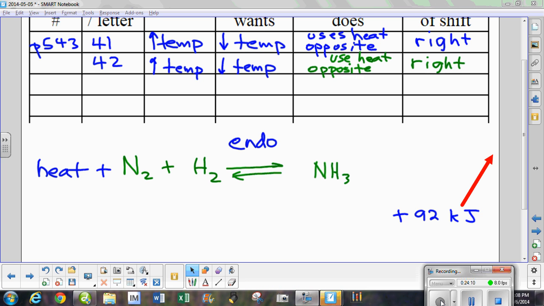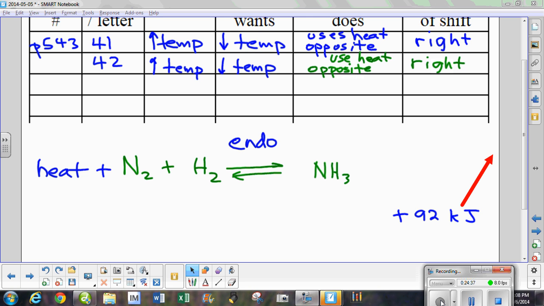Now, this is very interesting, folks. Do you want to do this in Alaska? You want to make money now. Do you want to have your manufacturing plant in Alaska or in Panama? Panama. Why do you want it? What's going to drive this reaction more to the right? You're trying to make ammonia.